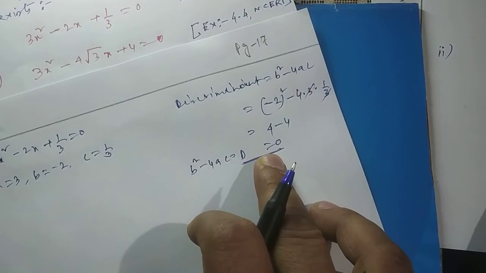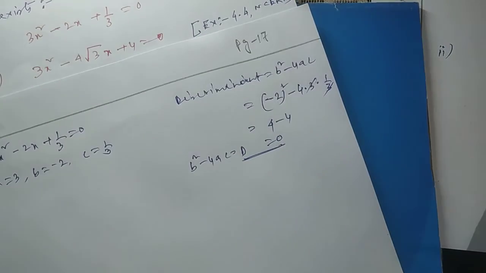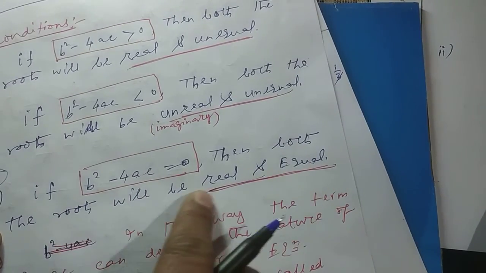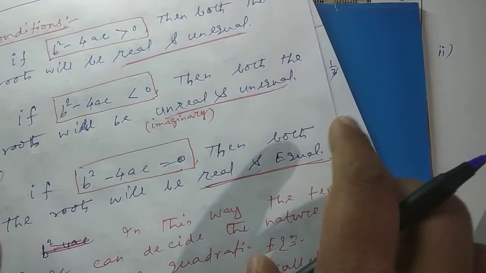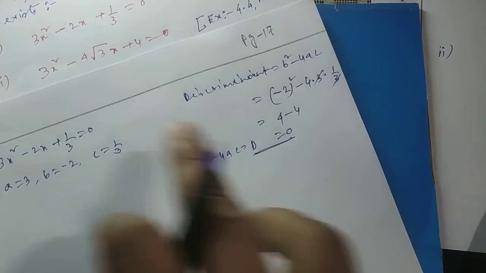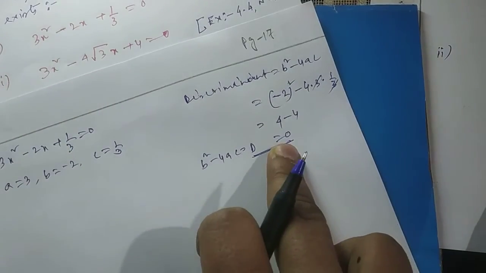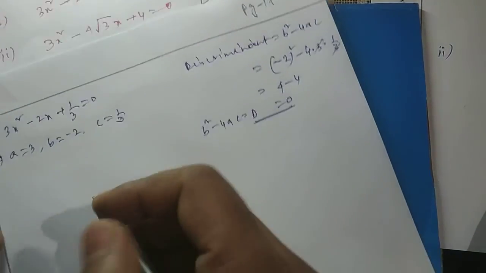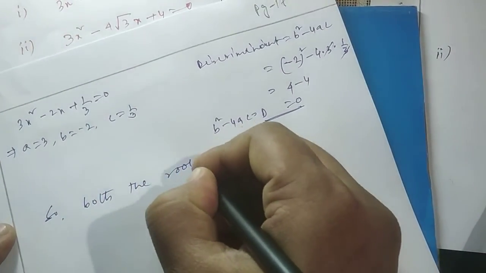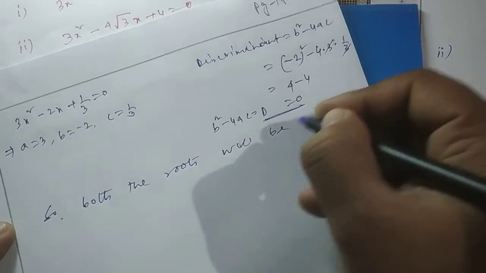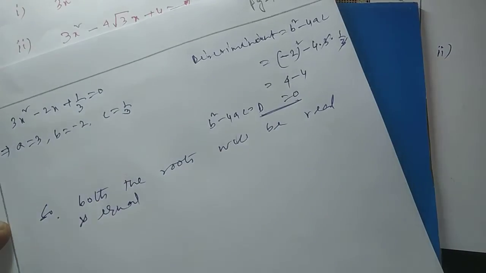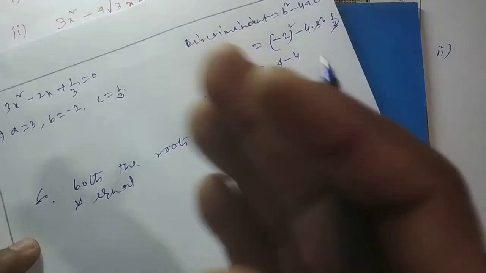Since we see the discriminant is 0, we can say by condition number 3, both the roots will be real and equal. So we can claim both the roots will be real and equal for this equation, because here D is 0. But what are the roots?